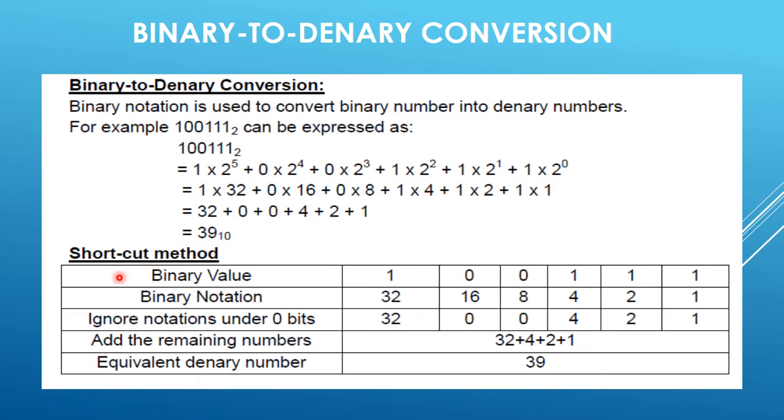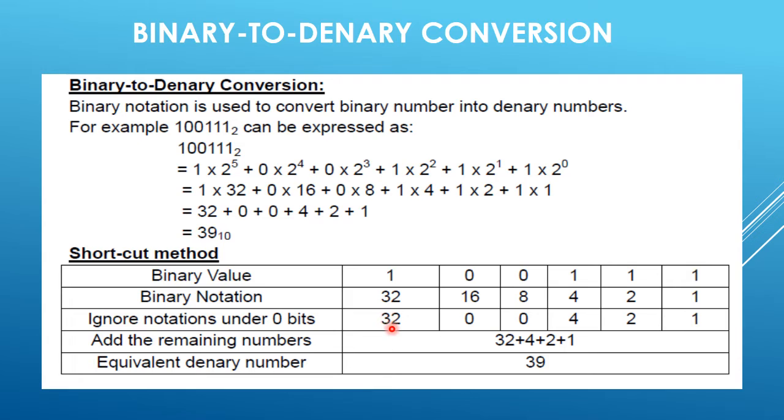On the contrary, we have another shortcut method. We will write the question as a binary value. We will put the binary notation, that is 1, 2, 4, 8, 16, 32. Then we will ignore the notation under the 0 bits because those are the off bits, and we will add the remaining numbers. So we will be adding the binary notations of the on bits.